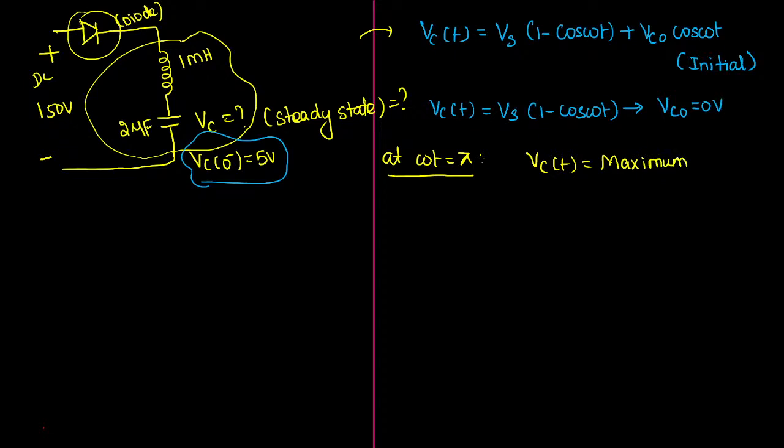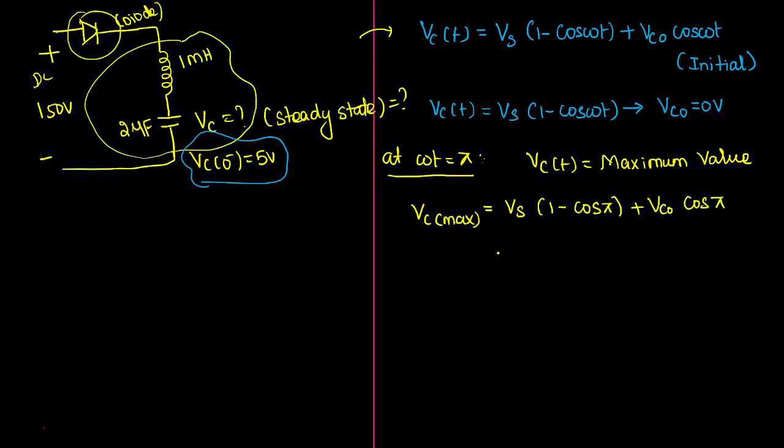And what can be the expected maximum value, sir? What is the maximum value? Put omega t by pi. At omega t equal to pi, the capacitor voltage will become maximum. Let us see what is the expected maximum value of our capacitor. So Vc max equal to, I am replacing omega t by pi, cos pi plus Vc naught into cos pi.